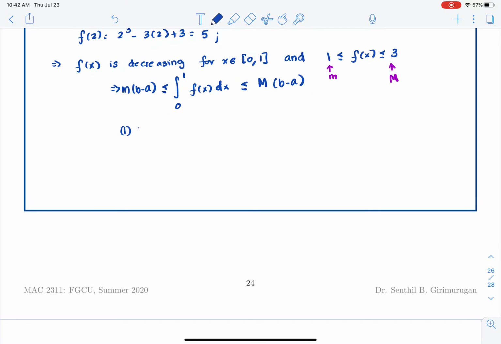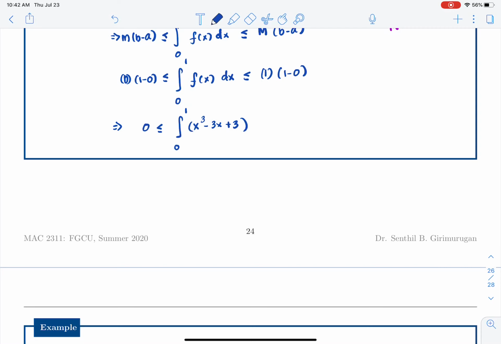So 1 times 1 minus 0 is less than or equal to the integral from 0 to 1 of f of x dx. Uppercase, oh, that's 3, sorry. Uppercase M is 3, times 1 minus 0. This would mean 1 less than or equal to the integral from 0 to 1 of x cubed minus 3x plus 3 dx is less than or equal to 3 for x in 0 to 1.